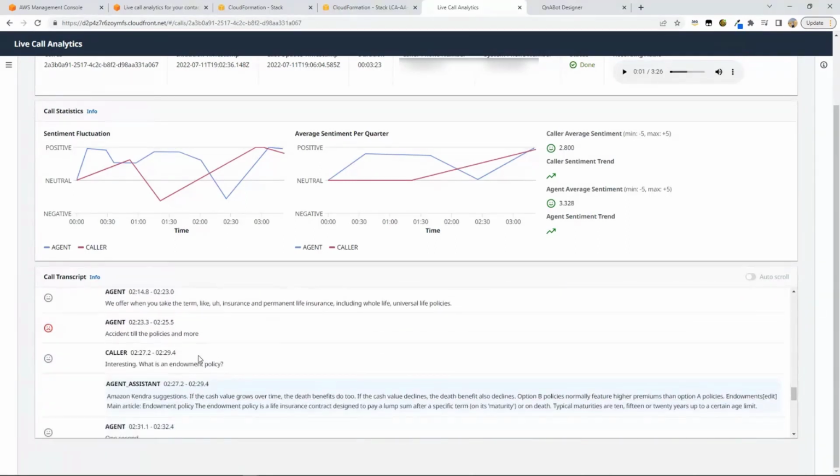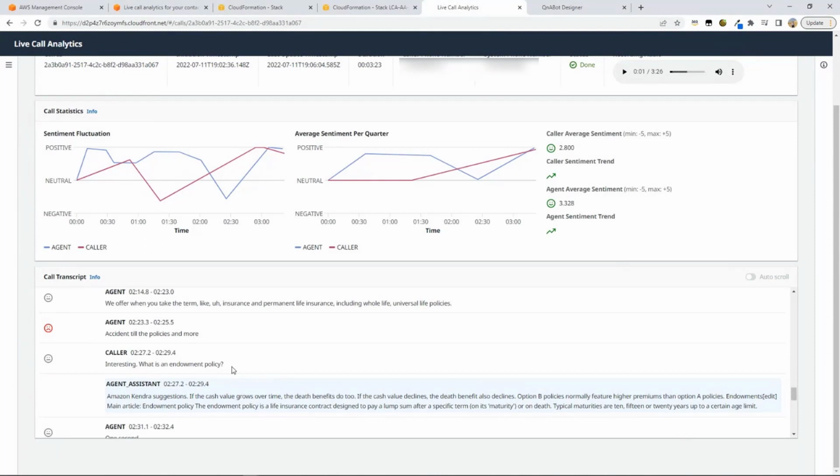And then the very final example is where I ask yet another question: what is an endowment policy? In this case, we didn't have any FAQs and we didn't have any pre-configured intents. This was a question that we had not anticipated in terms of pre-curated answers. But we do have some web pages that we had crawled using Amazon Kendra, including a web page that knows the answer to this question.